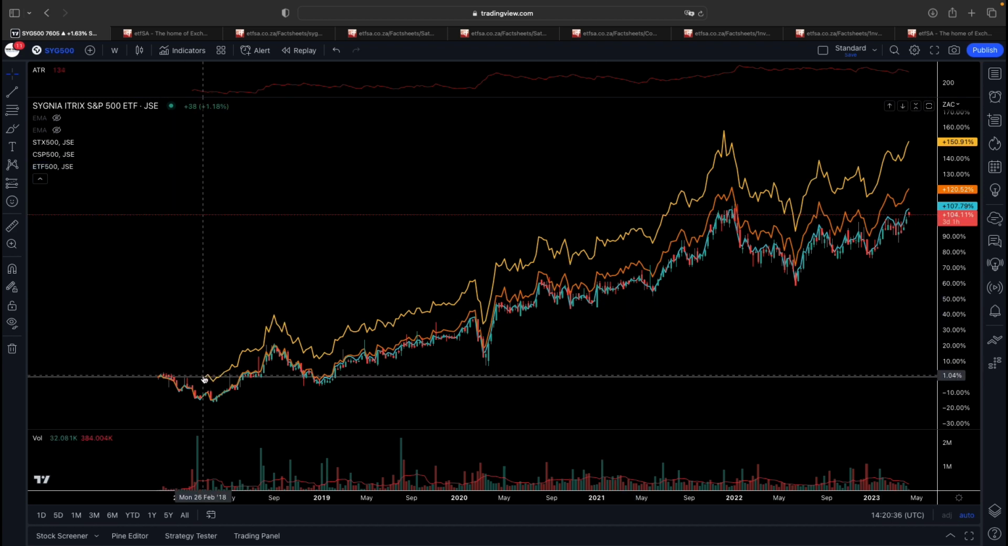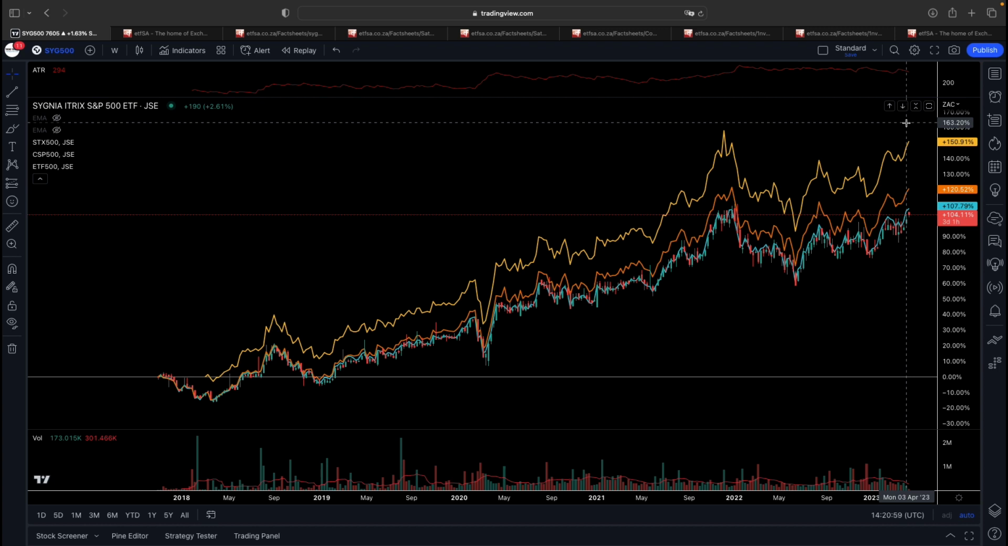Looking at the starting price, they all started round about the same price, which was 37 rand for the Sygnia S&P 500, but this is normalized in terms of percentage performance, not in terms of price performance. So now the decision on which ETF to buy rests on you. The purpose of this video was just to show you all the S&P 500 ETFs that you can choose to invest in if you want to get exposure to the US stock market, specifically the S&P 500 index.